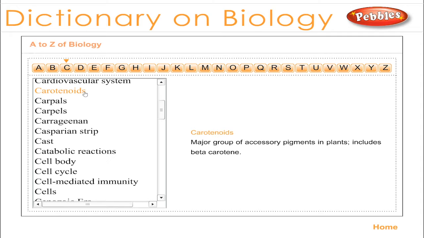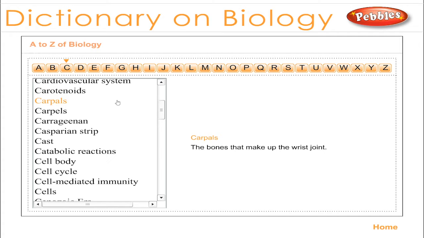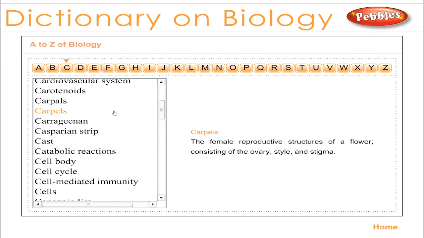Carotenoids, major group of accessory pigments in plants, includes beta-carotene. Carpals, the bones that make up the wrist joint. Carpels, the female reproductive structure of a flower, consisting of the ovary, style, and stigma.